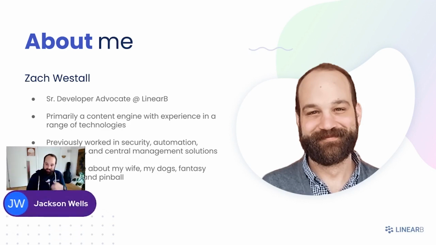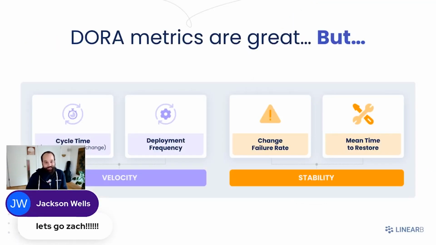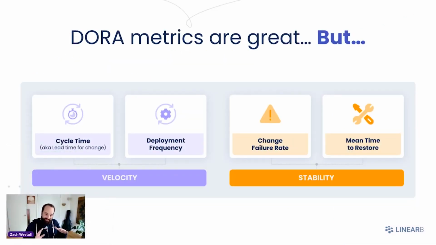But enough about me. Let's get to the meat of this presentation. DORA metrics are great, but there is a caveat. And before we go too far, I want to quickly touch on DORA metrics. There are 4 key DORA metrics as defined in the book Accelerate. The 4 key metrics are cycle time or lead time for changes, deployment frequency, change failure rate, and mean time to restore.